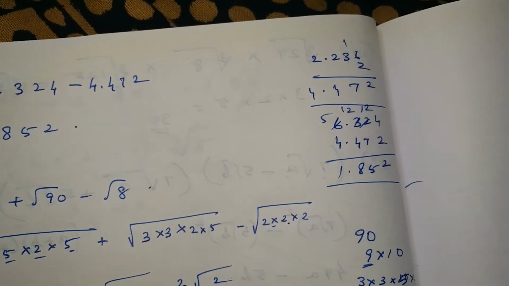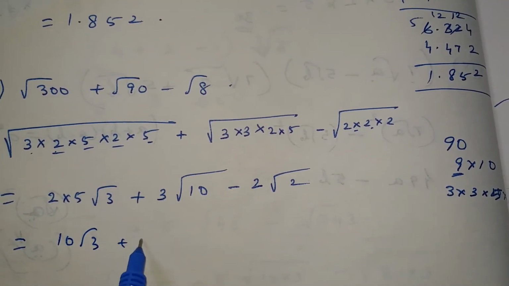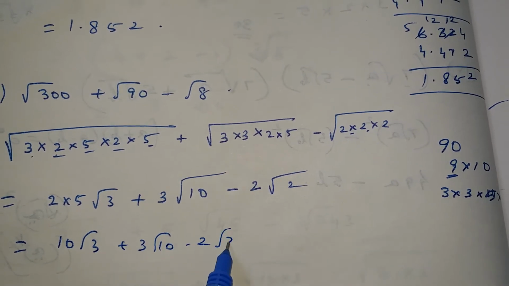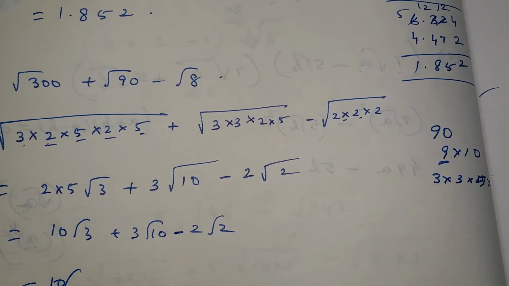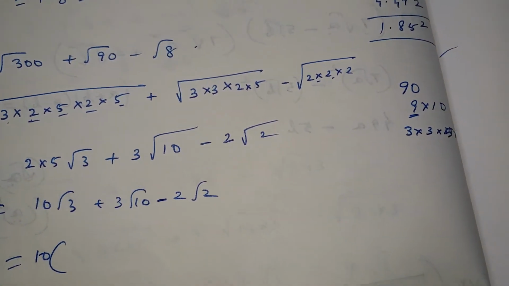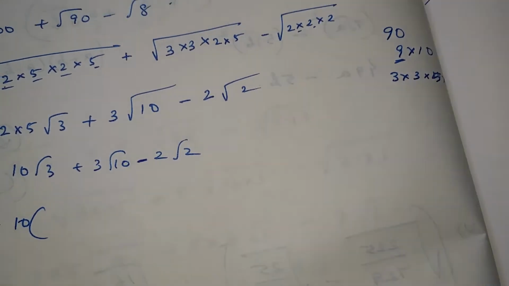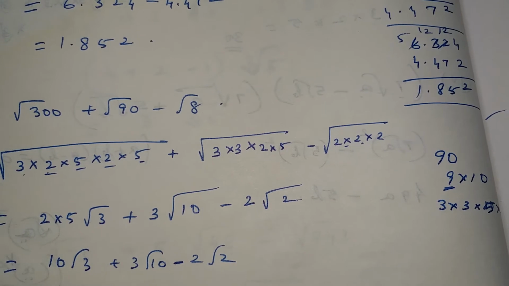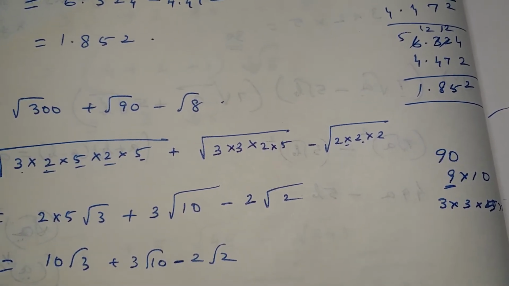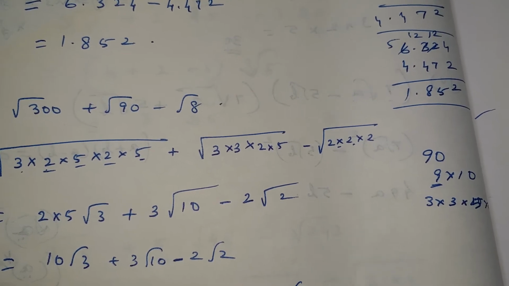Now, you know all the values, so you can substitute. So, it is 2 5s are 10 root 3 plus 3 root 10 minus 2 root 2. Okay, it is equal to 10 into root 3 value, which is 1.732, plus 3 into root 10, which is 3.162, minus 2 into 1.414.